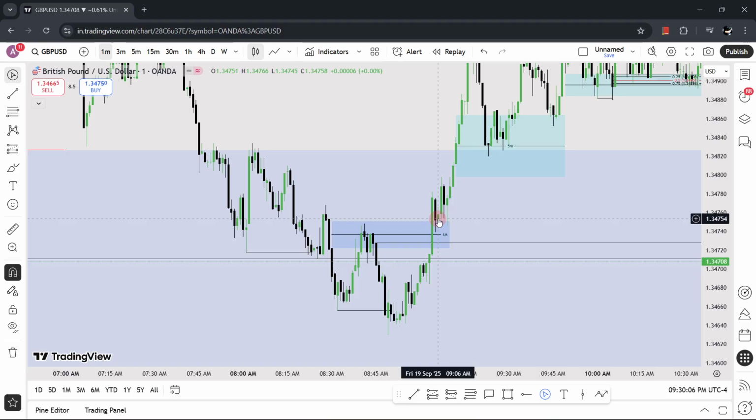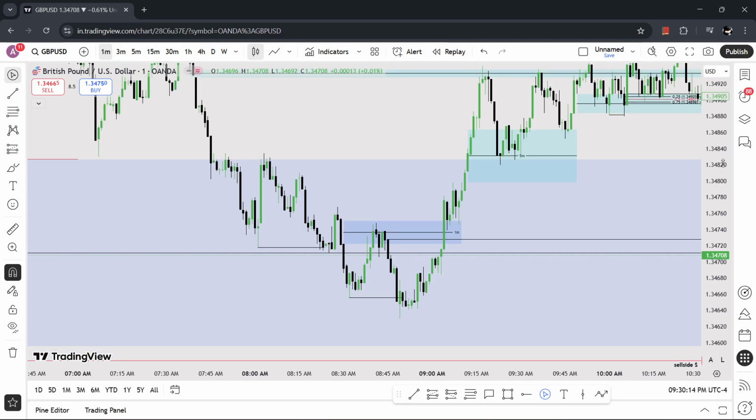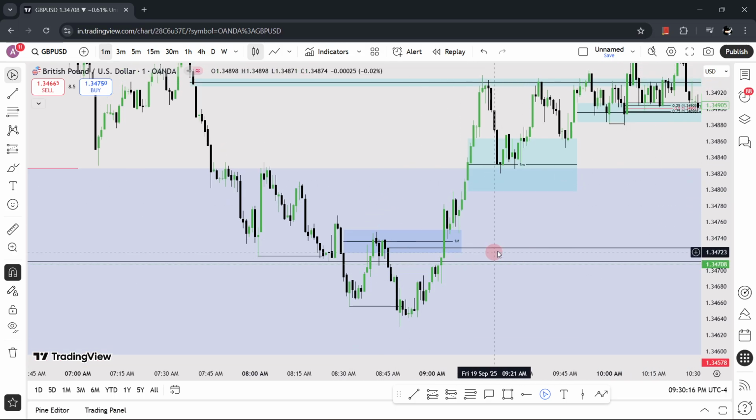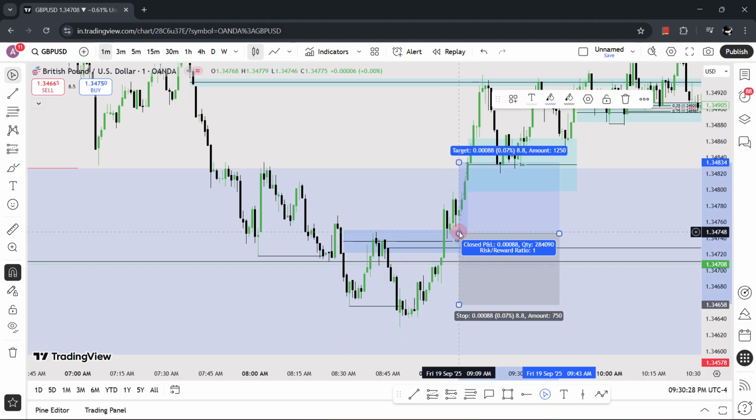Unfortunately I didn't make an entry on this candle because I was slow in that trade. I was only kind of, what do you say, a beginner in the trade. Okay, so I entered here on this candle.